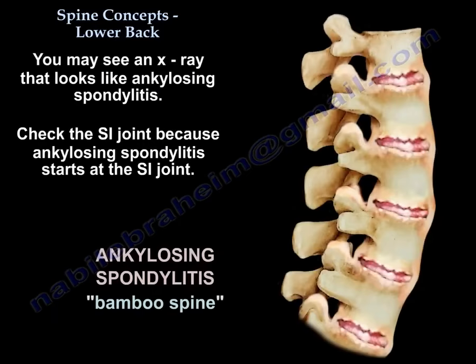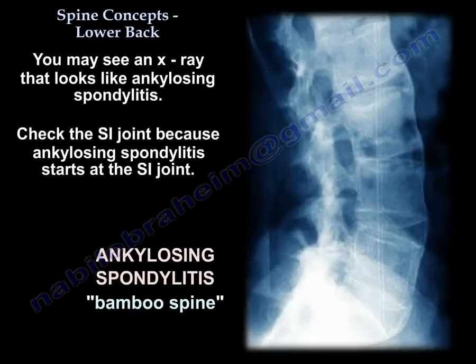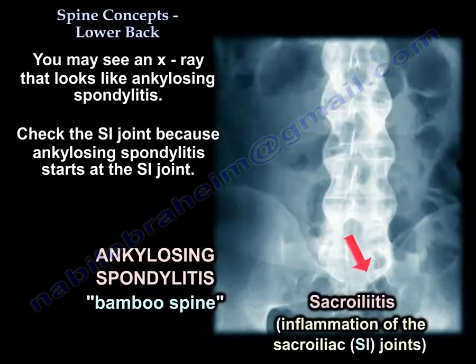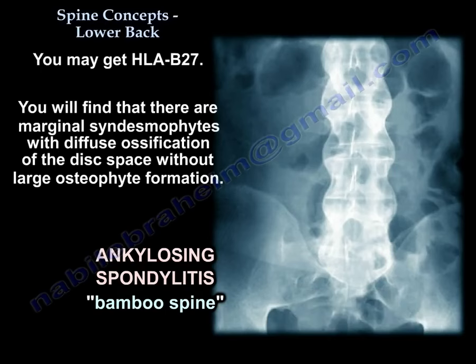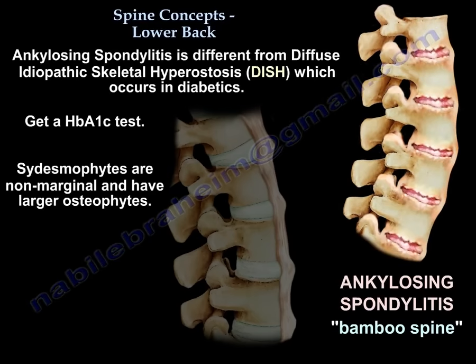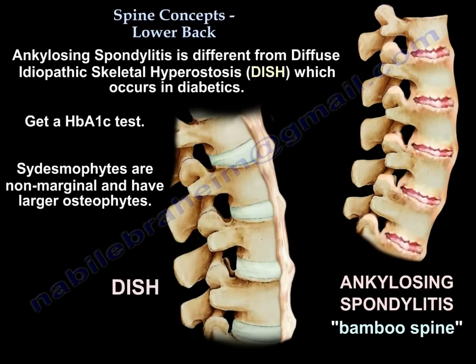Then you may see an X-ray of a patient that looks like ankylosing spondylitis. At that point, look at the SI joint. It starts at the SI joint. You may get HLA-B27. You will find that there are marginal syndesmophytes with diffuse ossification of the disc space without large osteophyte formation, which is different than the DISH, which occurs in diabetics.